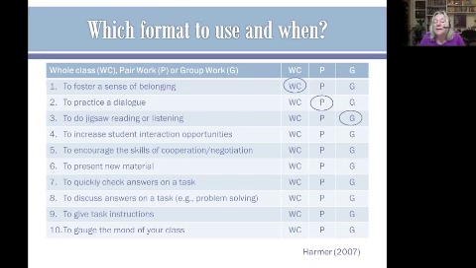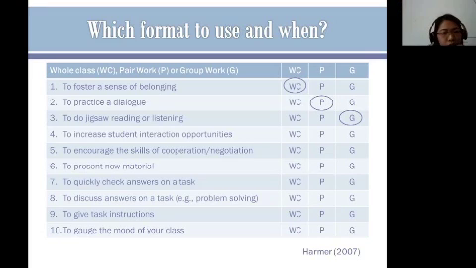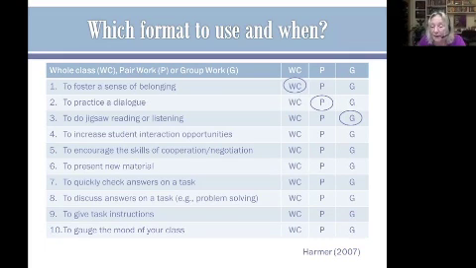Okay, increasing student interaction opportunities. So I want students to speak as much as possible in the class. What format would achieve that? Maybe pair work. Whole class will help us to do this. Okay, just whole class. Icebreaker number 2. Okay, yeah.